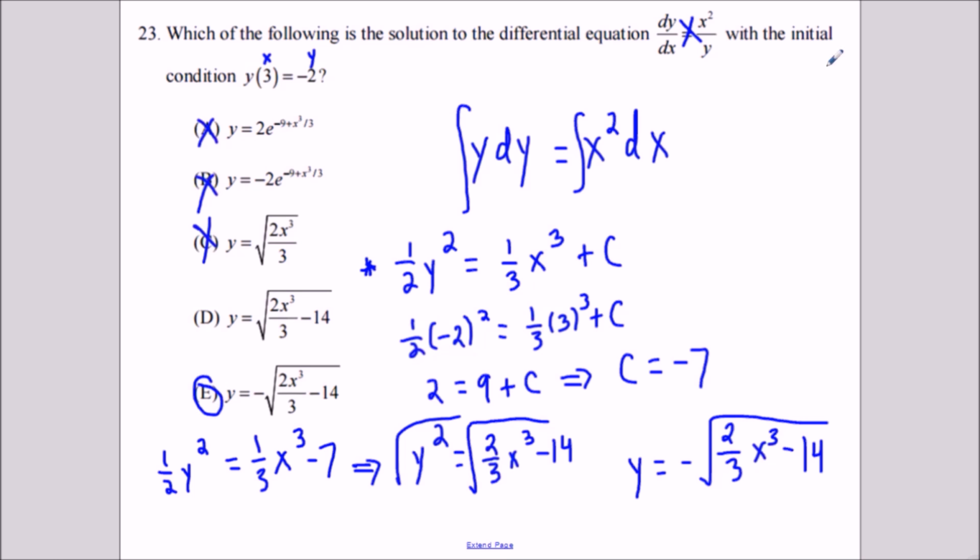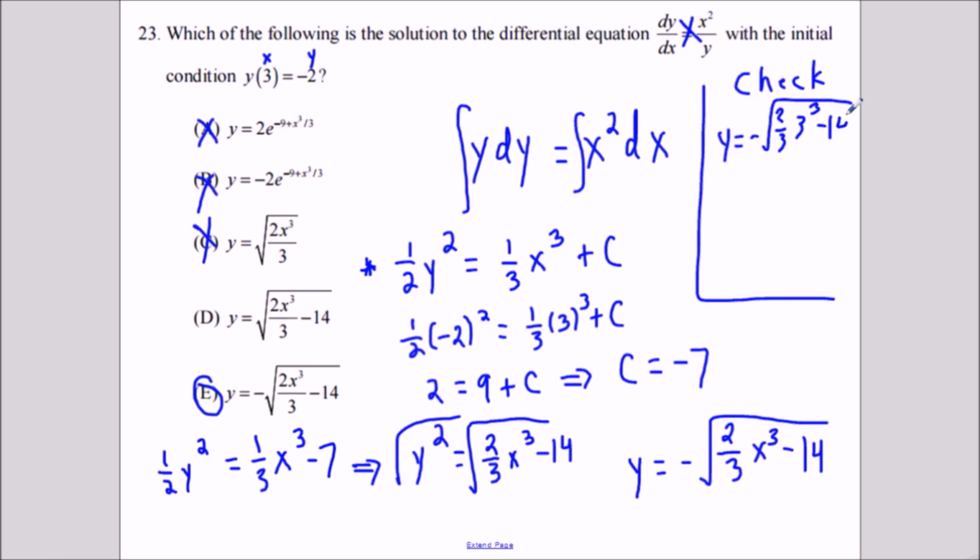So just know, if we checked our work, if you plug in x equals 3 to our answer, we're going to have negative square root, and we'll have 2/3 times 3 to the third minus 14, which gives you 18 minus 14, which is negative square root 4, which is -2, which matches the initial y value. But if you go with choice D, it's assuming that the initial y value was +2. So be careful at that step. It would be sad if you did all this great work and then you make a minor mistake like that at the end.